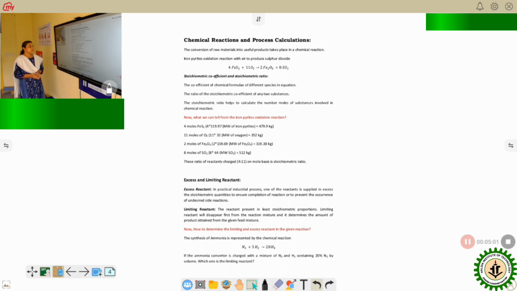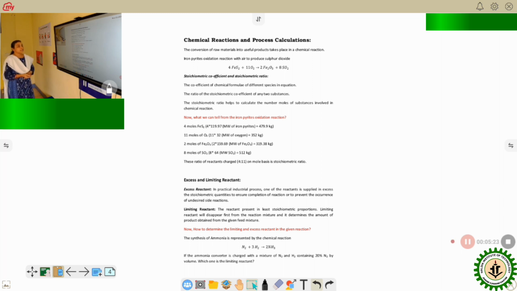Limiting reactant is the reactant present in the least stoichiometric proportion. The limiting reactant will disappear first from the reaction mixture, and it determines the amount of product obtained from the given reactant mixture or feed mixture.